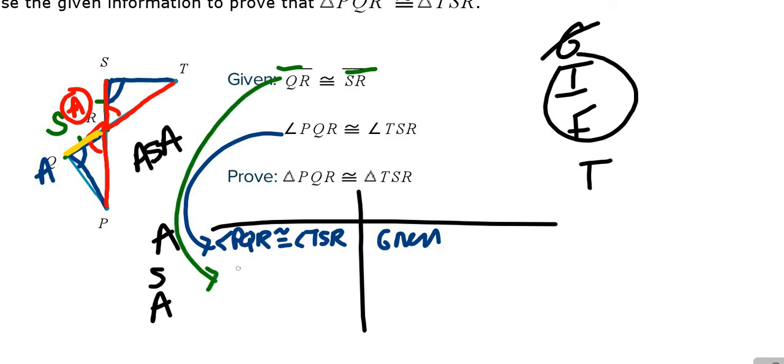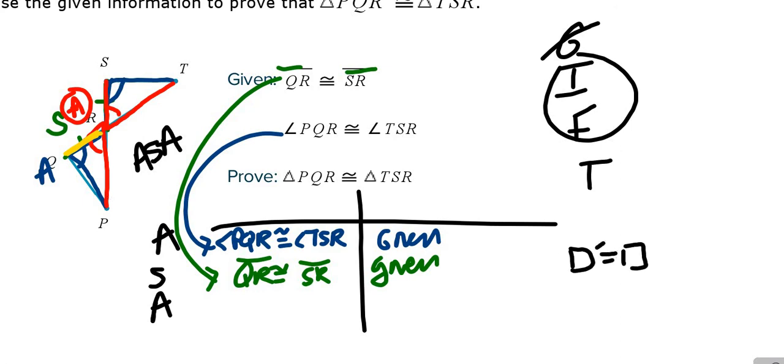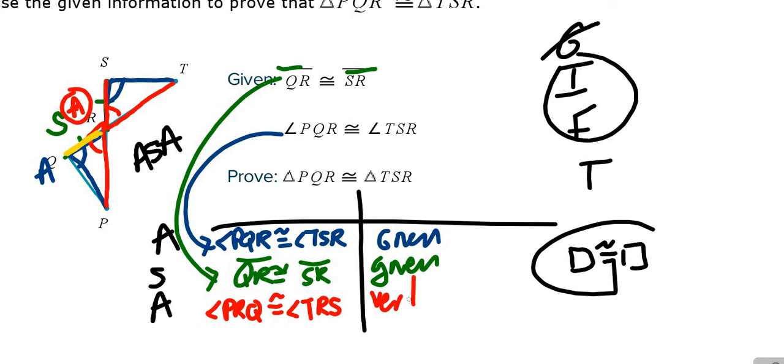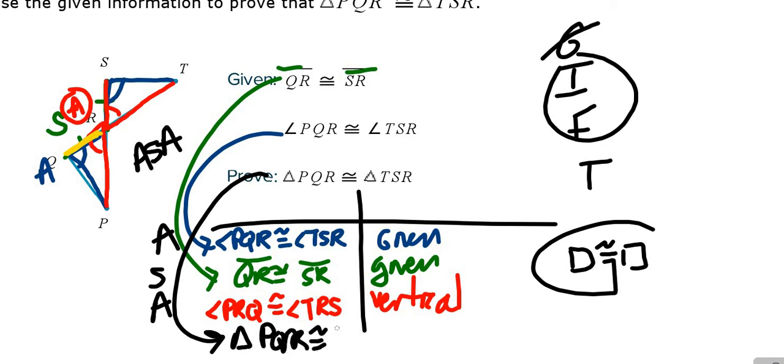Send to proof. And Alex, you would do that. And the vertical angles, you would grab the something's congruent to something icon. It looks like this. And we would write angle PRQ is congruent to angle TRS, vertical. And then send to proof. Triangle PQR is congruent to triangle TSR. And the reason is angle, side, angle.